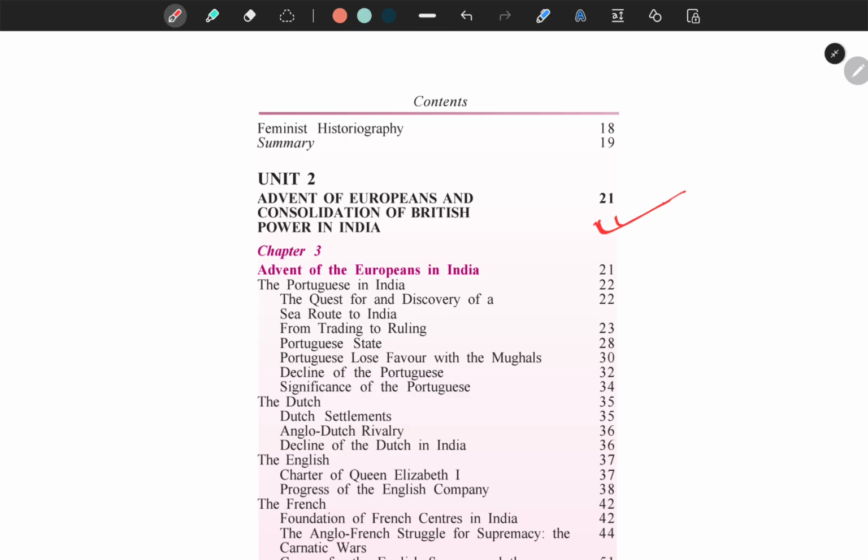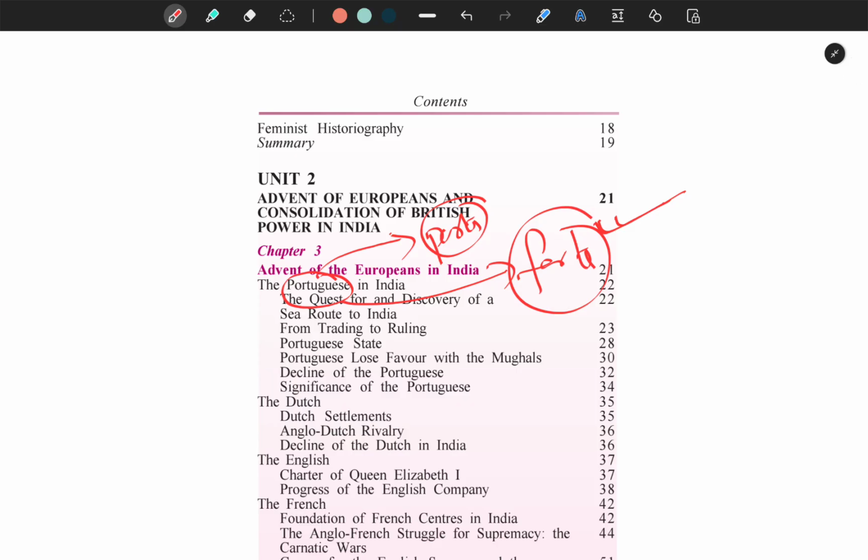Again, the usual questions are from the Portuguese in India. How are the questions going to come? What are the new things introduced by the Portuguese, like potato? What are the forts established by the Portuguese, and where were these forts established? Which are the trading centers of the Portuguese? That's how they are going to come. Nothing more than this.